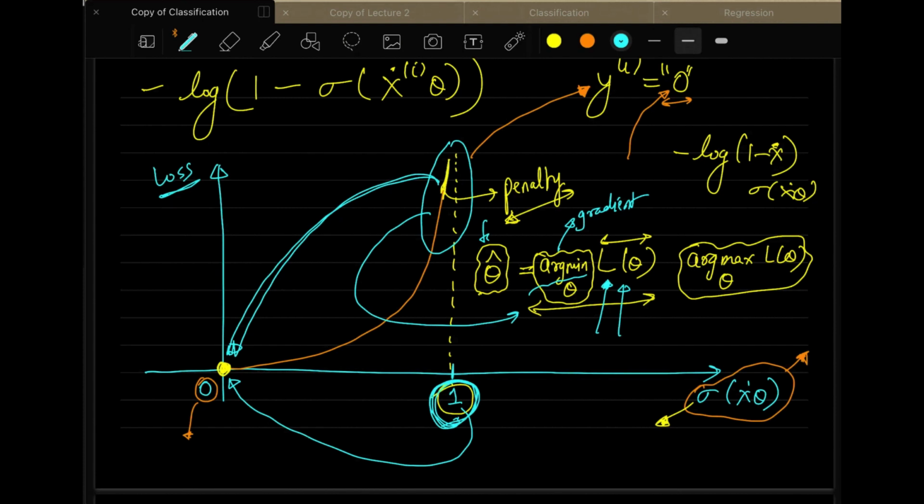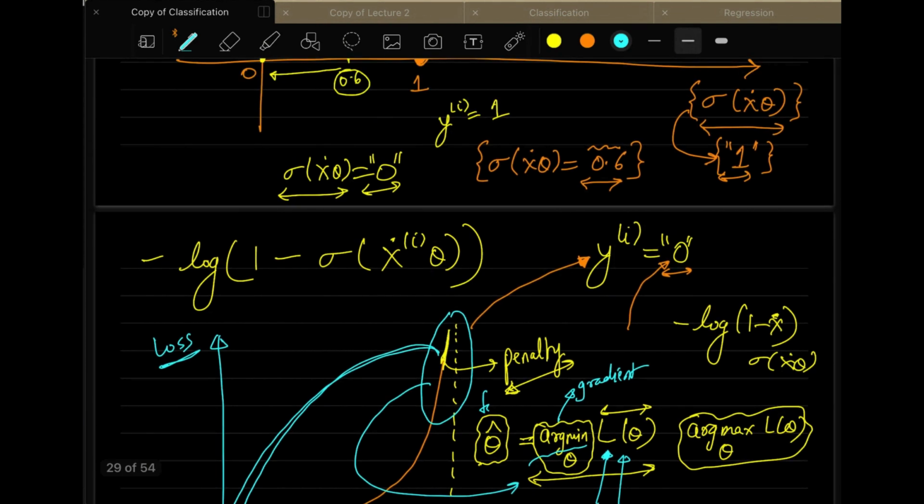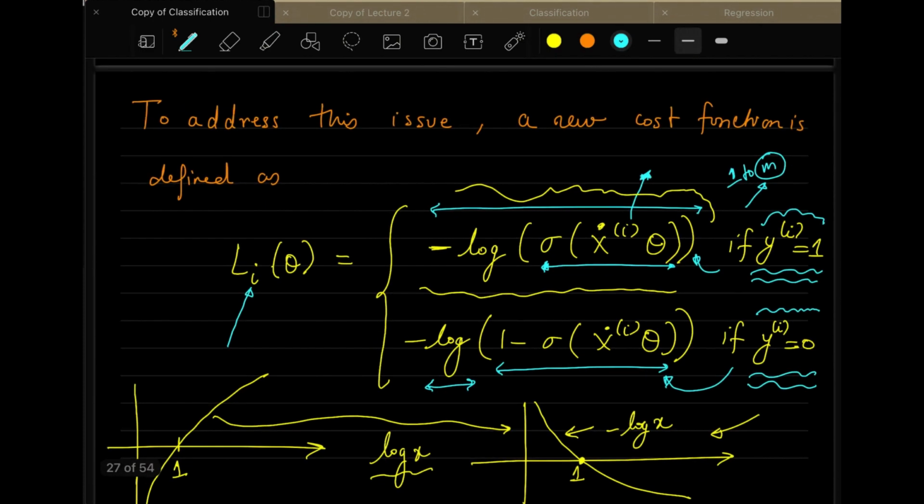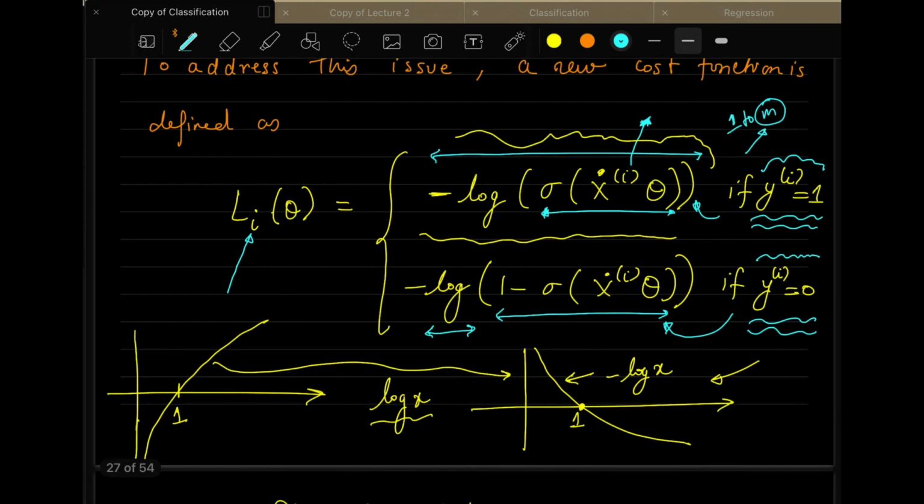We are taking the loss function as log of 1 minus sigma of xi theta, and we are going for y equal to 1. So can we maximize the loss function now? Okay, so you are saying instead of using this function for y equal to 1, we use y equal to 0 on this side and 1 on that side. Right, yes.